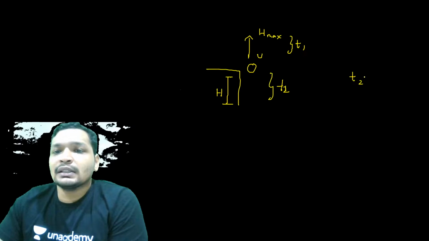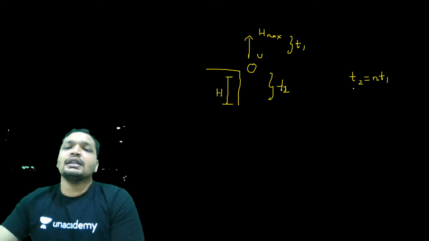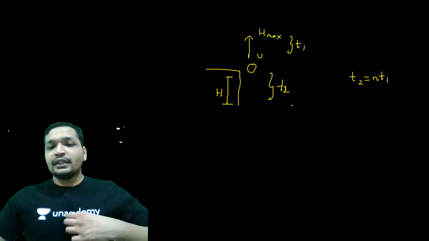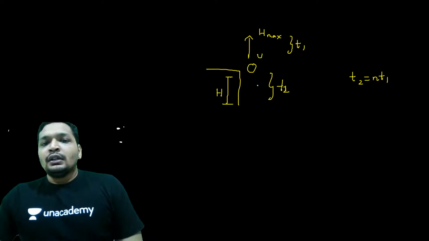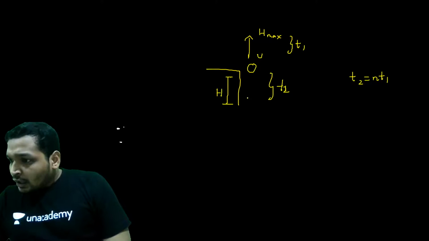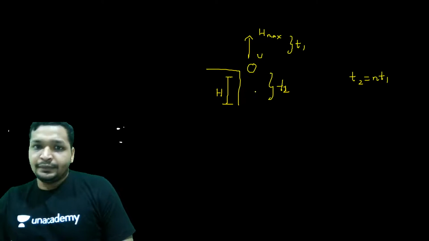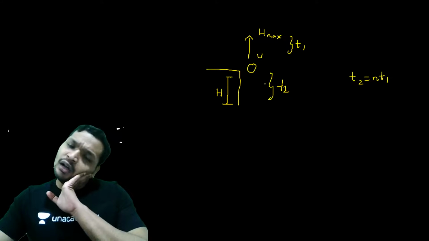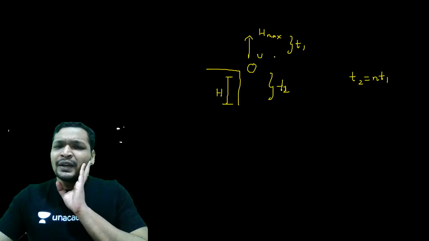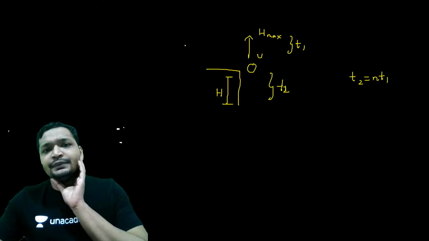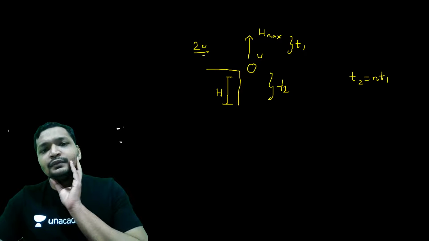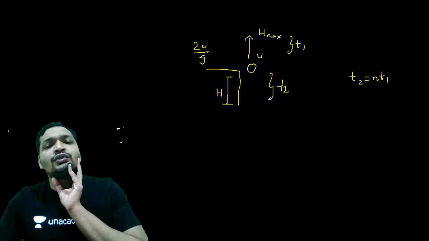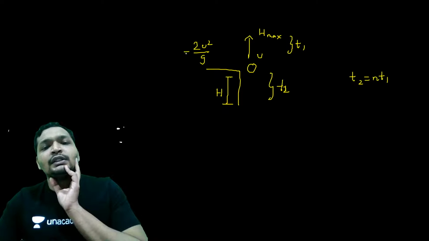Actually, there is little less clarity in this question. I guess this is the relation, and you know the rest. You need the relation between h, u, and n. Right? Okay. So this is 2u by g, this h max. You get it from v square is equal to u square plus 2as. So that should be 2u square by g.